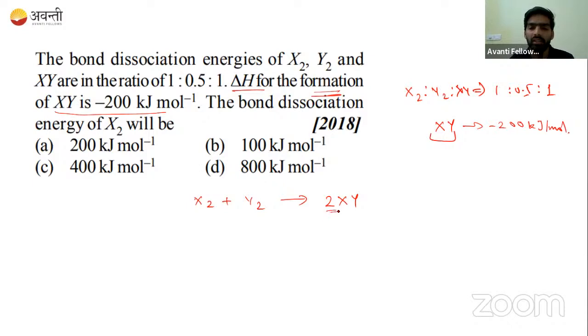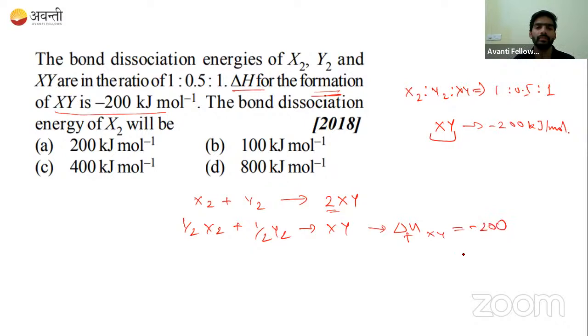But here it is given as 2. So what do we have to do? We have to divide by 2. So it will become half, and then also it will become half, and then it will give XY. And here delta H of formation of XY given is minus 200. Okay, and this is nothing but our enthalpy of reaction.